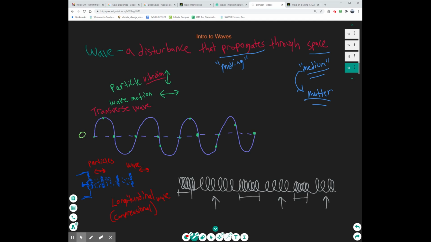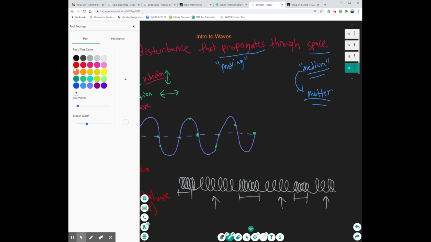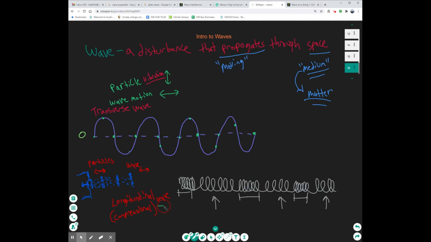So the wave could be moving up and down as long as the particles are moving up and down. It's still longitudinal. Longitudinal waves, the particles will vibrate in the same direction as the wave travels, or that the wave travels. As the wave travels. Don't tell your language arts teachers, guys. That the wave travels. All right. That's a wrap.